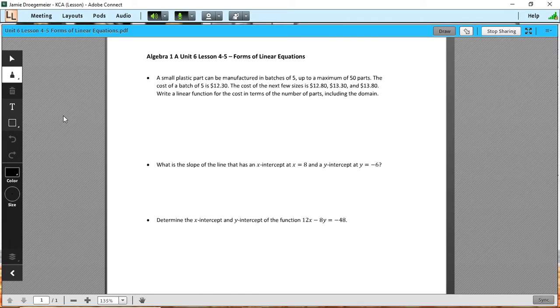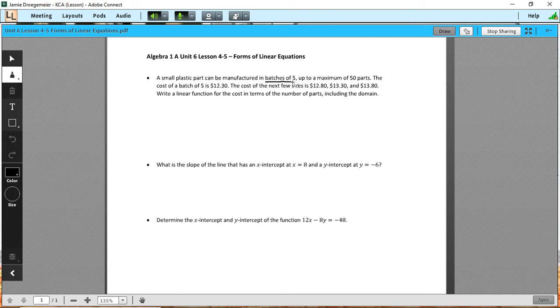Our first question says that a small plastic part can be manufactured in batches of 5 up to a maximum of 50 parts. The cost of a batch of 5 is $12.30. The cost of the next few sizes is $12.80, $13.30, $13.80. We want to write a linear function for the cost in terms of the number of parts, and we also want to include our domain. All right, so a lot of information here. A few things to point out here.